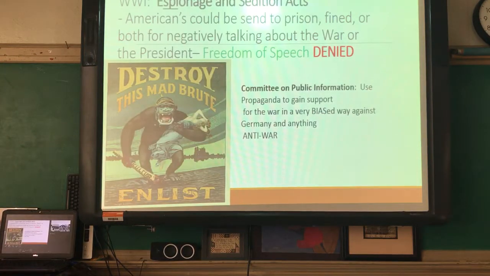Okay, so one of these examples is what we call the Espionage and Sedition Acts. If you look at that first word, espionage, spy is that middle part. This was a law that basically gave the U.S. government the power to go look and search for suspected spies during World War I. The Sedition Acts were laws passed in the middle of World War I that made it illegal to talk bad about the war, to talk bad about the president, to talk bad about the draft.